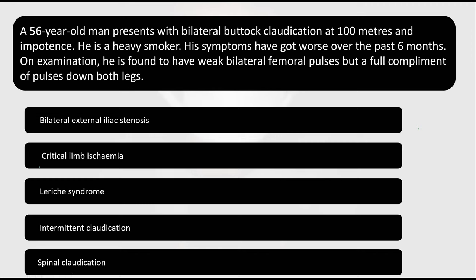Okay, so next question, Dr. Montasser. A 56-year-old man presents with bilateral buttock claudication at 100 meters and impotence. He is a heavy smoker. His symptoms have got worse over the past 6 months. On examination, he is found to have weak bilateral femoral pulses, but a full complement of pulses down both legs. Is it bilateral external iliac stenosis, critical limb ischemia, Leriche's syndrome, intermittent claudication, or spinal claudication?